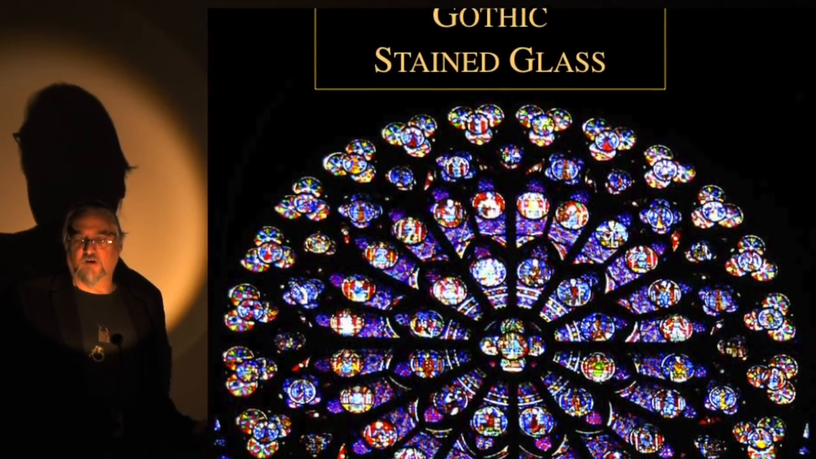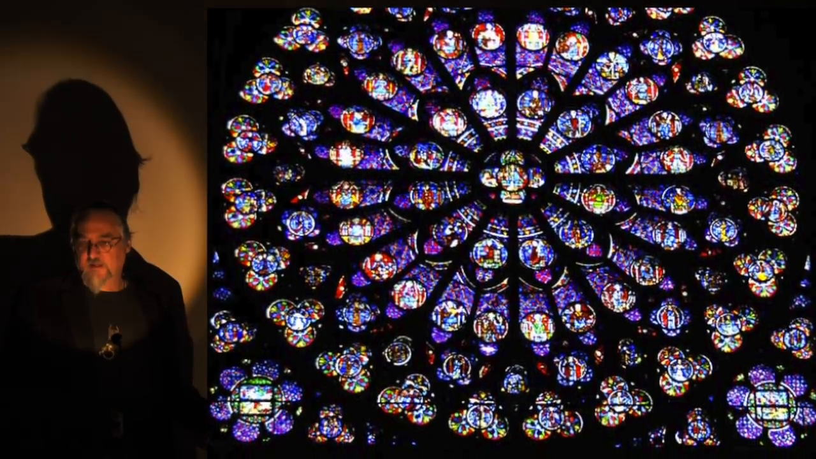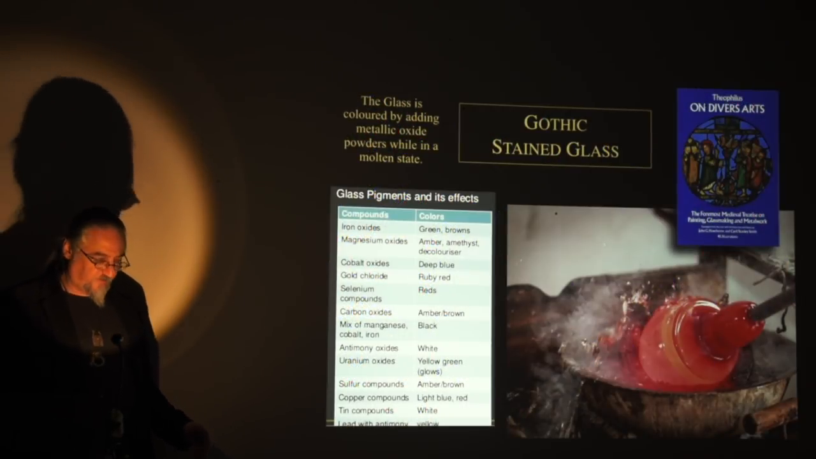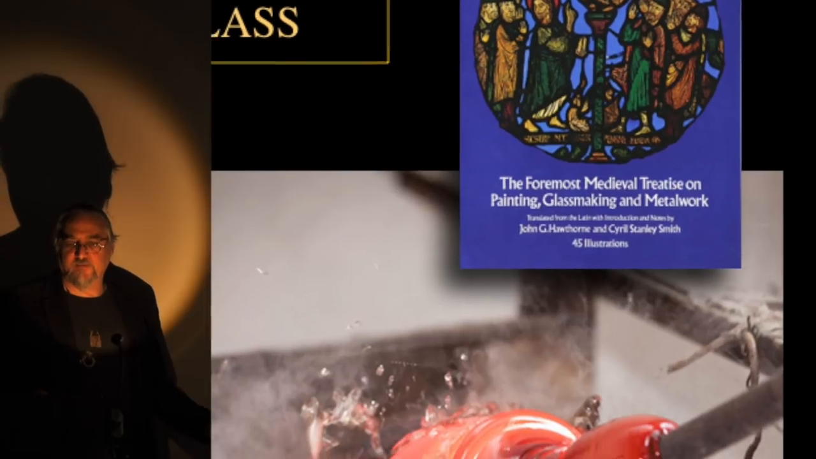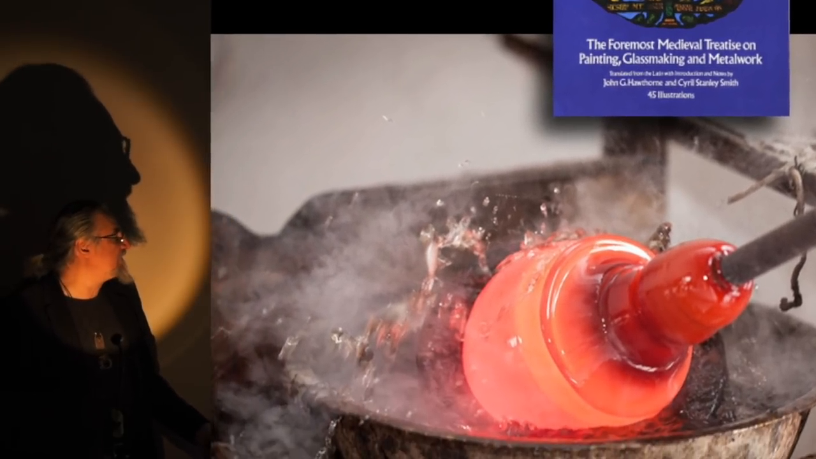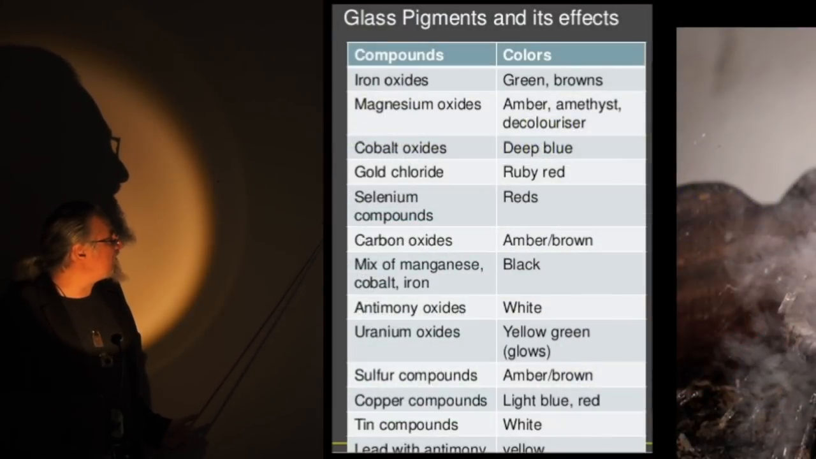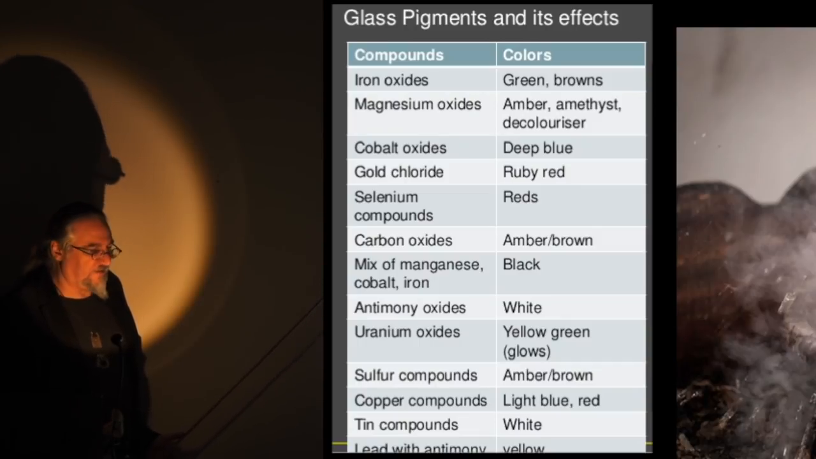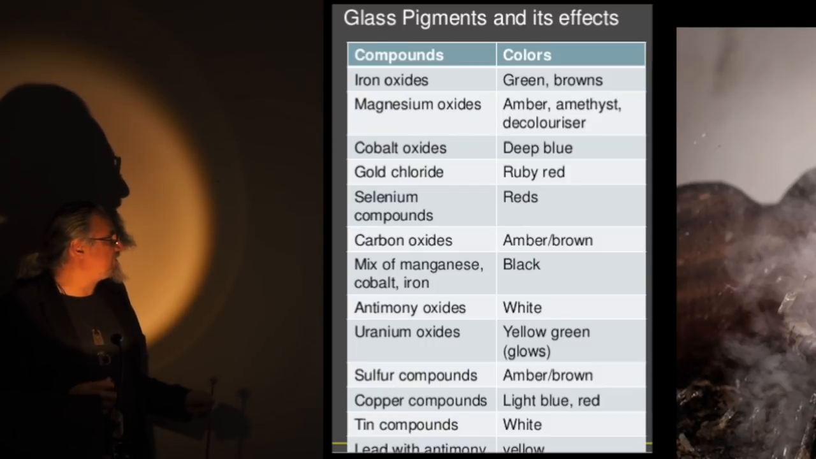During the Gothic period, you also had the beautiful stained glass windows of, say, Chartres or Notre Dame. And here now, we do have some knowledge, thanks to Theophilus, of how he was able to create the famous stained glass that appears in the cathedrals in the Middle Ages. He would take various metals, such as iron oxides, magnesium oxides, cobalt oxides, and by heating them and combining them with the glass, that's what would allow them to create their plates of stained glass that were then cut and put into their lead frames.